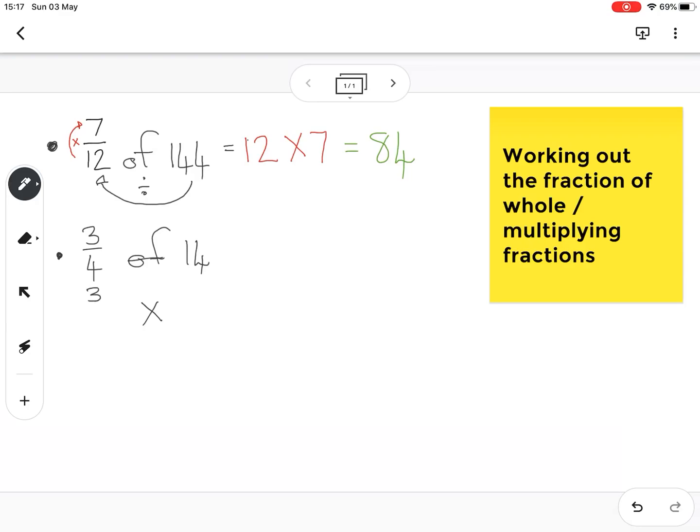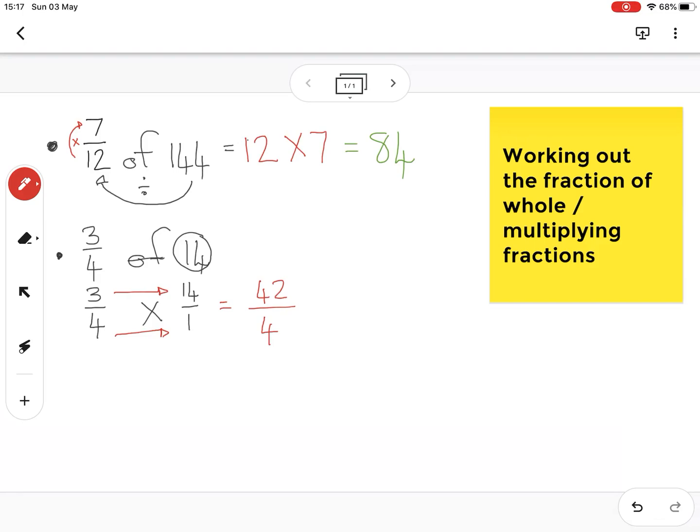I'm going to rewrite the sum 3/4 times, and I need to write the whole number 14 in fraction form, so I'm going to say 14 over 1. Now remember, when I multiply with common fractions, I can just do the top number times the top one and the bottom one times the bottom one. So I'm going to say 3 times 14, that's 42. And I'm going to say 4 times 1, and that's 4.